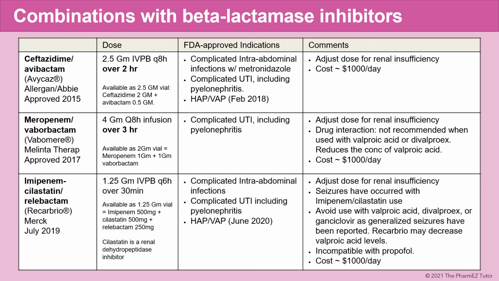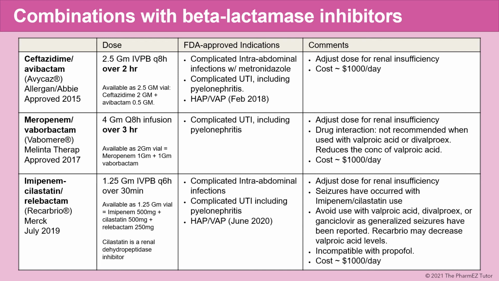Finally, imipenem cilastatin relebactam, or Recarbrio, was approved in July of 2019. The dose is 1.25 grams IV piggyback every 6 hours, and we give this over 30 minutes. It's available as a 1.25 gram vial, which consists of 500 milligrams of imipenem, 500 milligrams of cilastatin, and 250 milligrams of relebactam. Cilastatin is a renal dehydropeptidase inhibitor. The FDA-approved indications are complicated intra-abdominal infections, complicated urinary tract infections, including pyelonephritis, and hospital-acquired pneumonia and ventilator-associated pneumonia, which was approved in June of 2020.